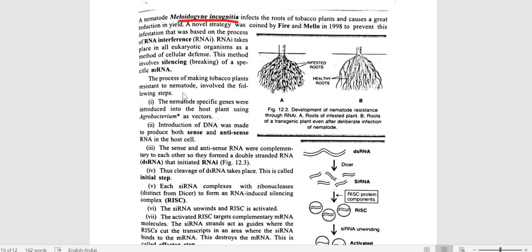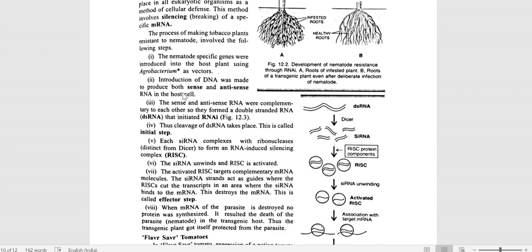If we see the steps, the first step is that nematode specific genes were introduced into the host plant using Agrobacterium as vectors. As you all know, in recombinant DNA technology we need the vector, so here they are using Agrobacterium as vectors. Next, introduction of DNA was made to produce both sense and antisense RNA in the host cell.